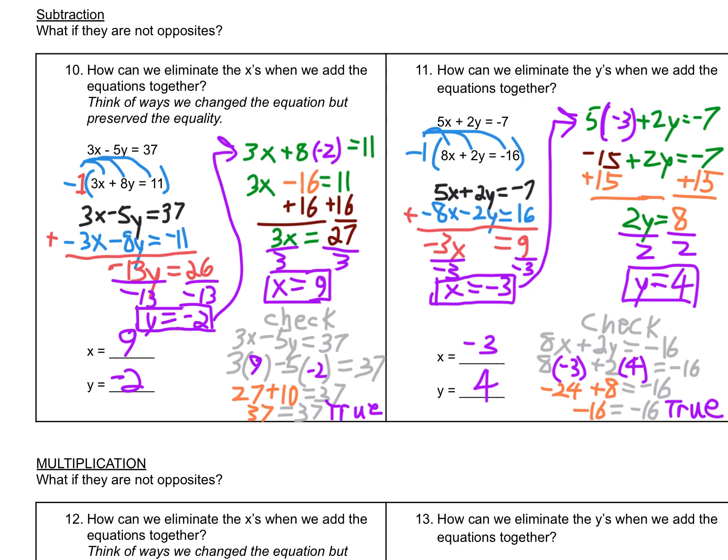5 times negative 3 is negative 15. So negative 15 plus 2y equals negative 7. Add 15 to both sides. We get 2y equals 8. Divide both sides by 2, the number in front of y. We got y equals 4. So x equals negative 3, y equals 4. Again, I can check that if I want to.